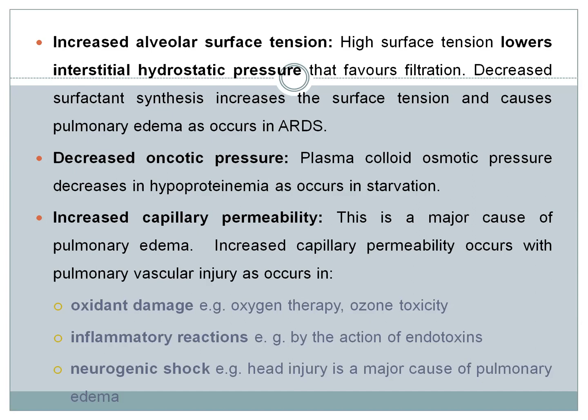And if there is an increase in capillary permeability, that will lead to a greater accumulation of fluid, and that will cause pulmonary edema. Increased capillary permeability can occur in cases of vascular injury, which is seen in oxidant damage, most commonly in oxygen therapy and ozone toxicity, or due to inflammatory reactions like the actions of endotoxins. It may also be seen in neurogenic shock in cases of head injury. It is a major cause of pulmonary edema.